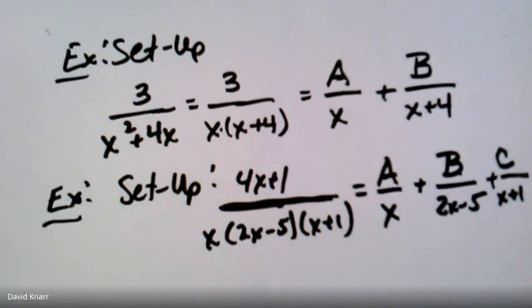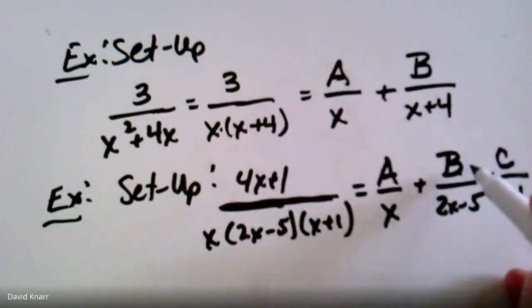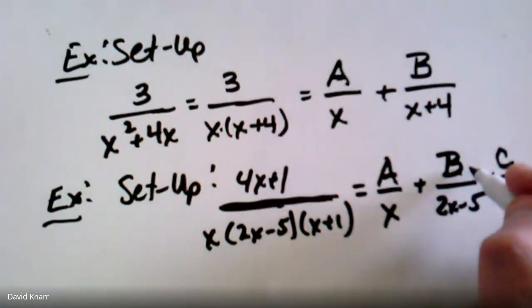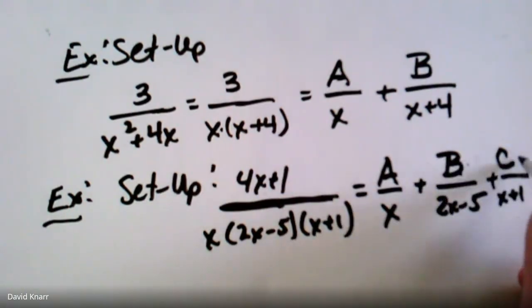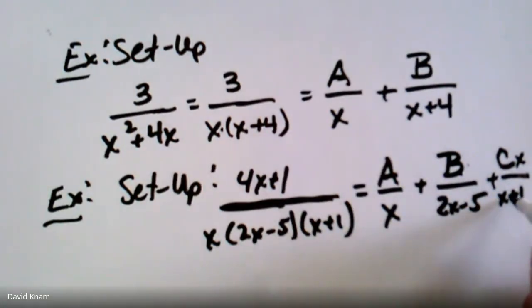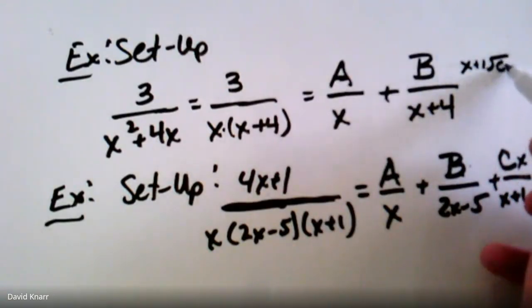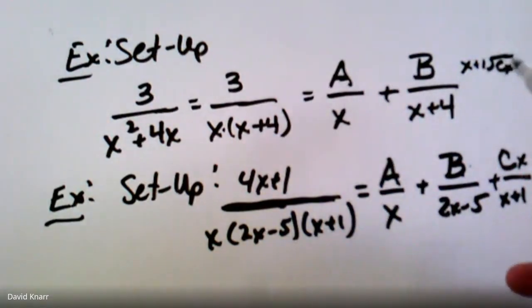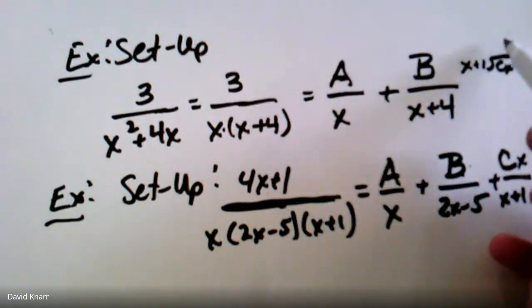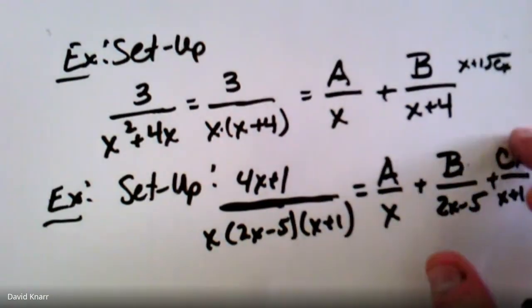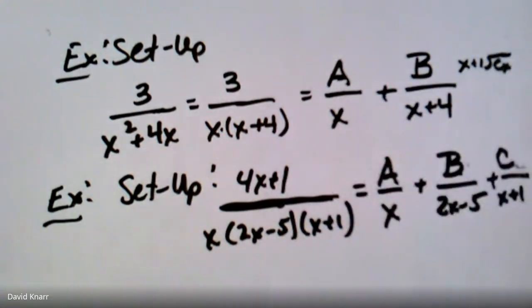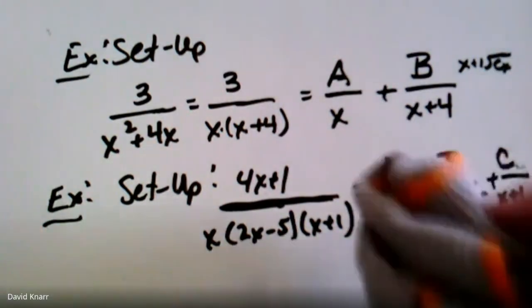Now, what I want you to understand is this. You can't put an x up here, because if you were to put an x up here, let's say cx, then the bottom would go into the top, right? X plus 1 could divide into cx. You could do long division and figure out what goes up here. It would be a c. It doesn't matter what it would be, but it goes in. So it's not proper. So that's why you can't have an x up there. You can only have a number up there. But we don't know what any of those numbers are.